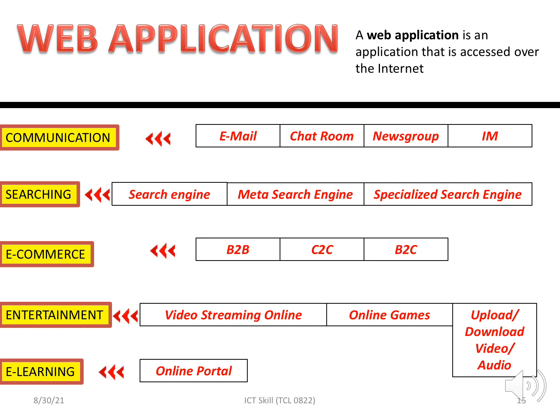Okay, now the application, the web application. The web application is application that the user can access over the internet. So the key word here is internet. You must have the internet to use all this kind of application. So I have 5 categories of application which is under communication, searching, e-commerce, entertainment and e-learning.